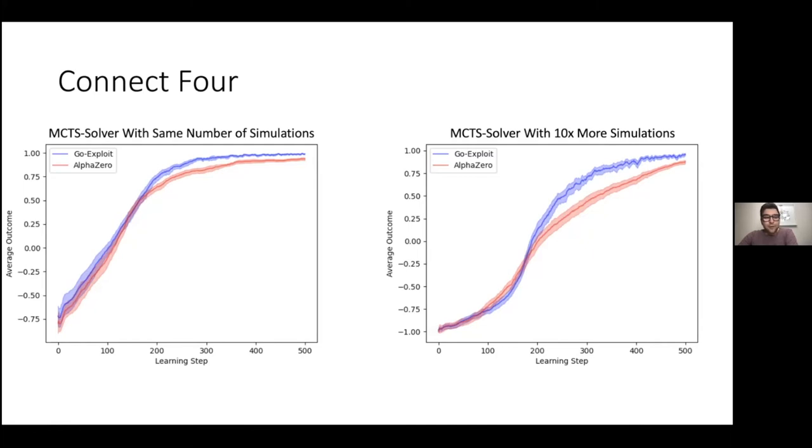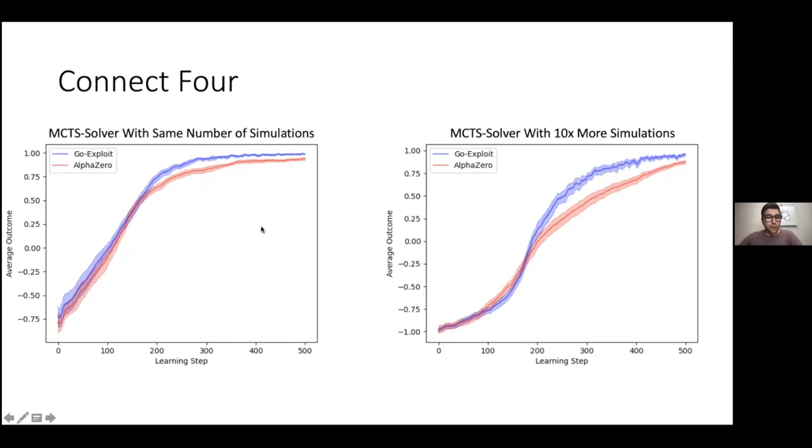Within these 30 runs, the agent would play evaluation matches against a baseline algorithm of MCTS solver to track learning progress. But the agent wouldn't just play against one difficulty of MCTS solver, it would play against multiple difficulties. By difficulty, I mean that MCTS solver was allocated different amounts of simulations. The easiest version of MCTS solver that Go exploit and AlphaZero played against was allocated the same number of simulations during MCTS. In Connect4, all three algorithms were allocated 100 simulations, but AlphaZero and Go exploit also played a more difficult version of MCTS solver that was allocated 10 times as many simulations.